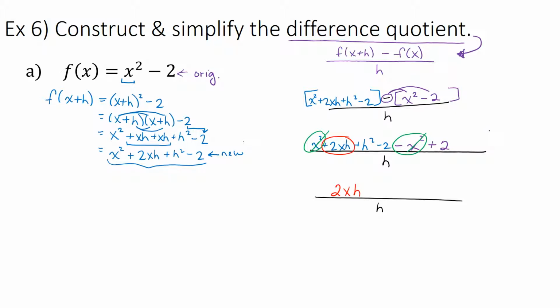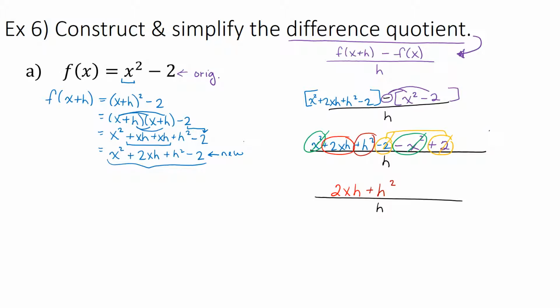Now I continue on, and I see that I'm running out of colors. Alright, I have an h squared. Do I have any more h squareds? No. So we keep the h squared. We continue on. I notice I have a negative 2, a constant, a plain number, and I have another constant. Well, a negative 2 plus a 2, what happens? It cancels, it disappears, it goes bye-bye. And so we're left with just 2xh plus h squared over h.